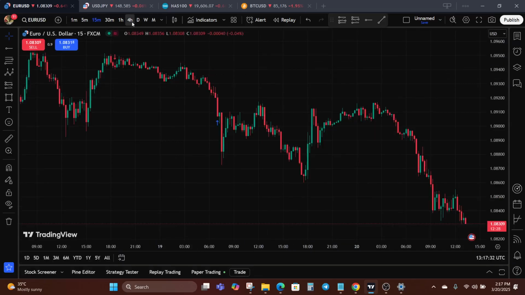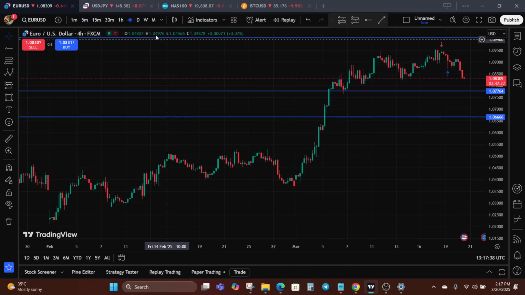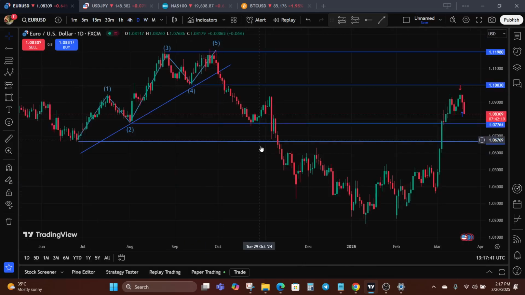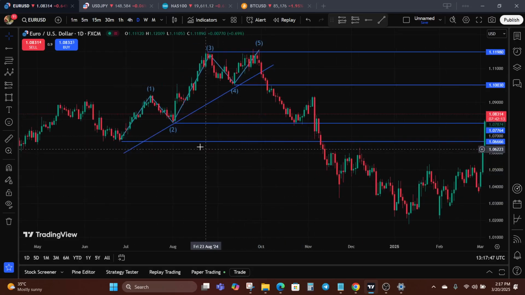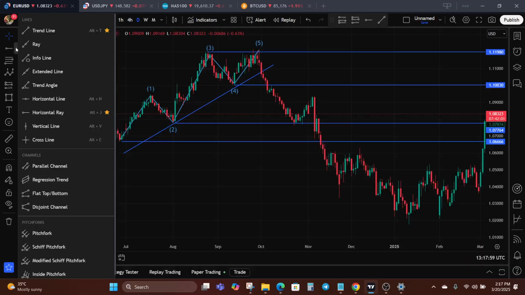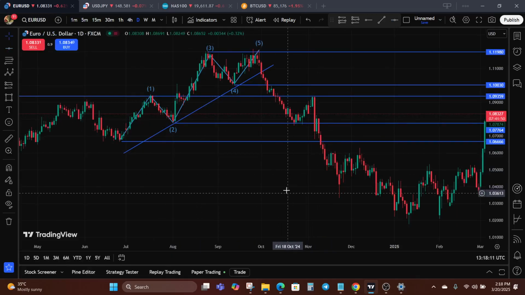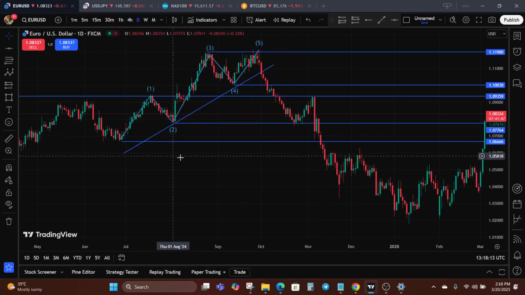And also ensure that you use support and resistance. Identify key support and resistance levels, to help you confirm your wave counts. Make sure you identify key support and resistance levels on your chart, all right, to help you confirm your wave counts. Okay, so that is important to confirm your wave counts.